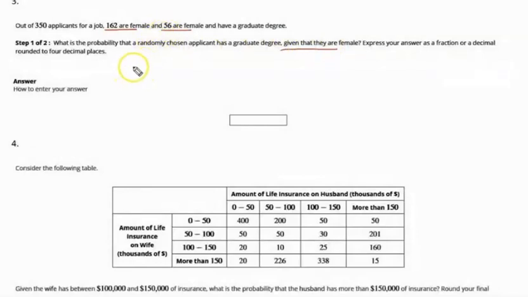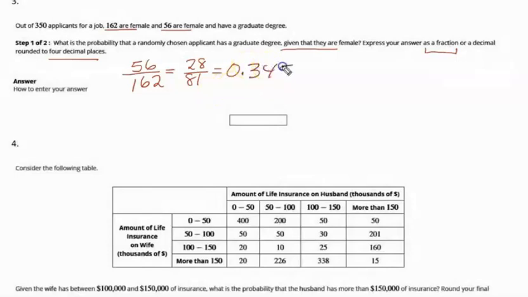Well, this is straightforward. There's 56 of the females who have a graduate degree, and this is 162. Now we can take 2 out of each one and get 28 over 81. So we can use the fraction. Now converting that to a decimal and rounding to 4 decimal places. Take a moment, see what you get.